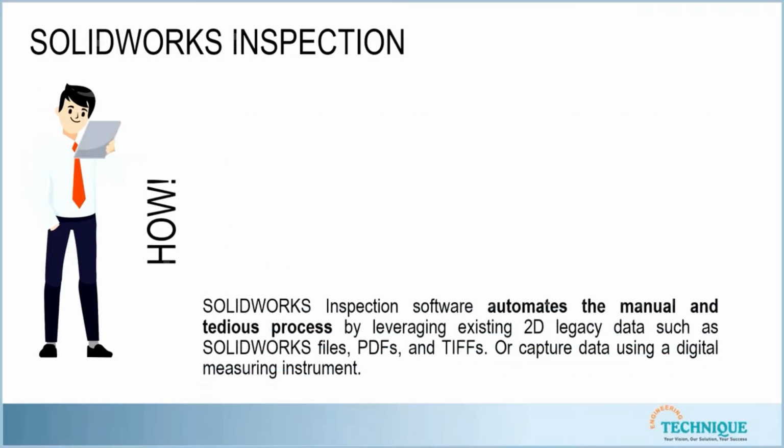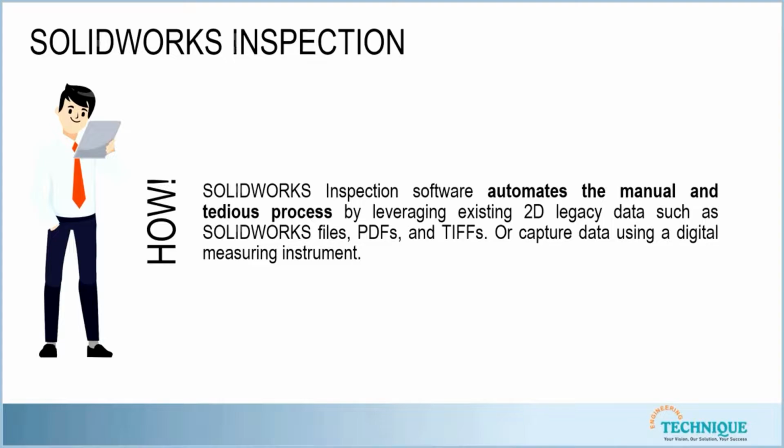So how does it work? SolidWorks Inspection software automates the manual and tedious process by leveraging existing 2D legacy data such as SolidWorks files, PDFs, TIFFs, and so on. It also captures data using digital measuring instruments. So we can recognize PDF files as well as image files.